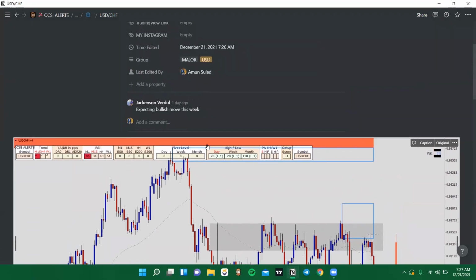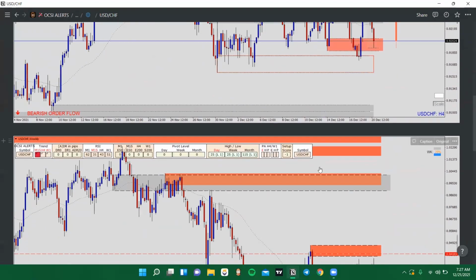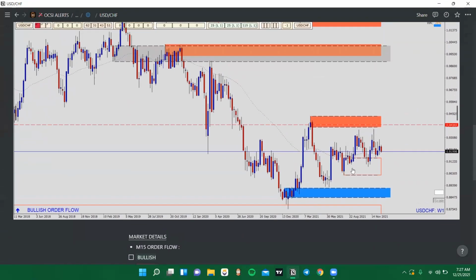So what did Jack say about this? He said he's expecting a bullish move this week. I'm also expecting a bullish move because we're clearly bullish on the weekly chart.